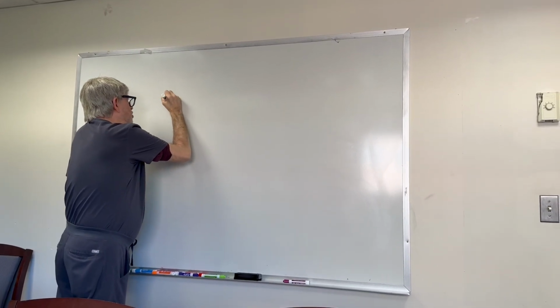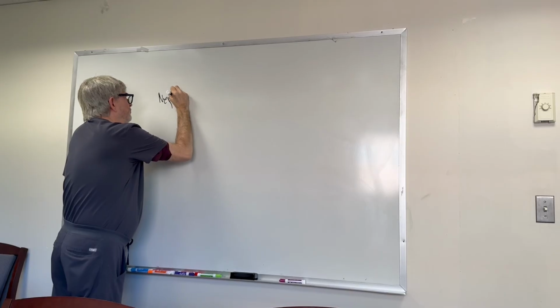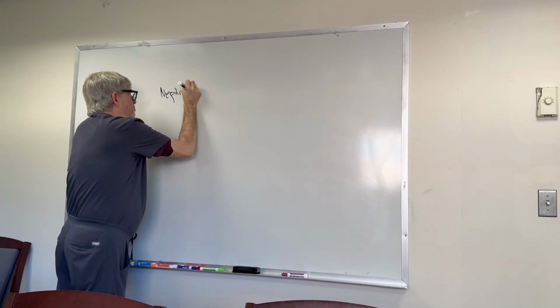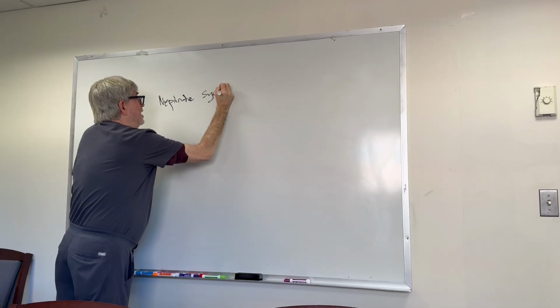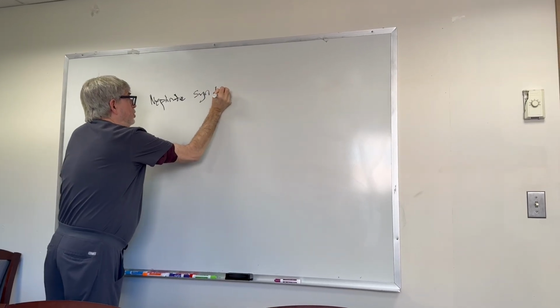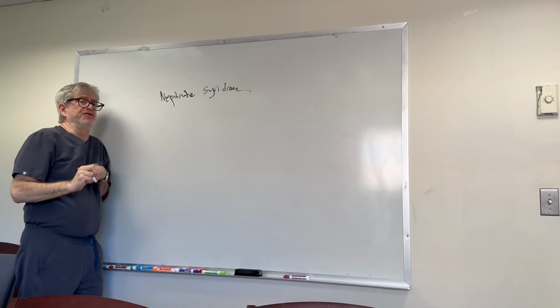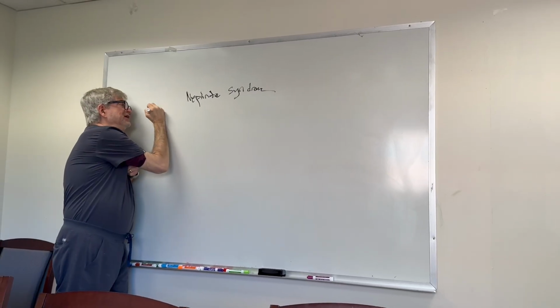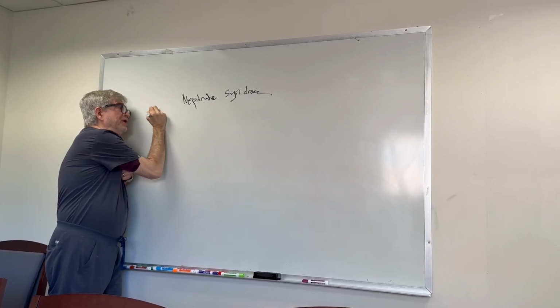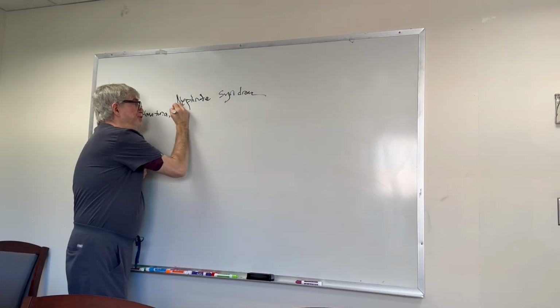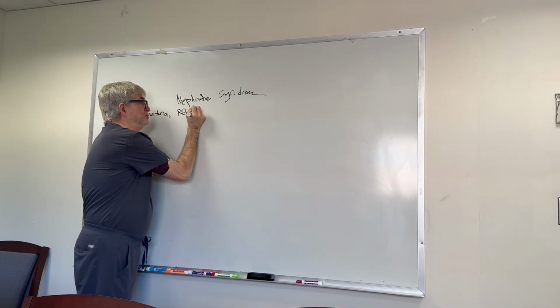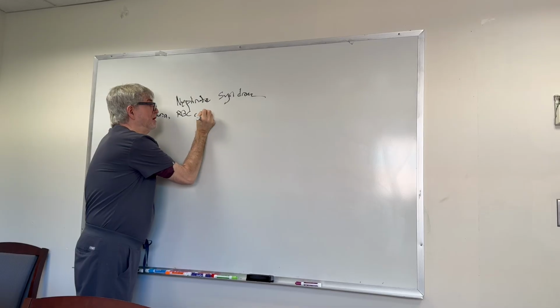Today I'm going to talk about nephritic syndrome. Yesterday I talked about nephrotic syndrome. Nephritic syndrome and nephrotic syndrome are not the same thing, they're different entities. With nephritic syndrome, you see hematuria, either gross or microscopic, and you see red blood cell casts in the urine.